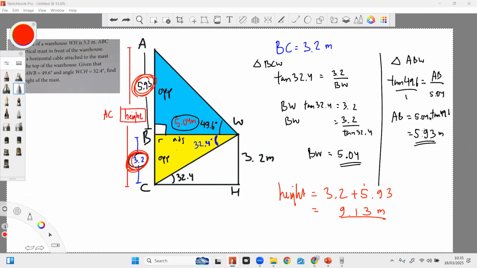5.92. Okay, thanks. 5.92. So it's about the rounding. 5.92 and then 1, 2. Yeah.